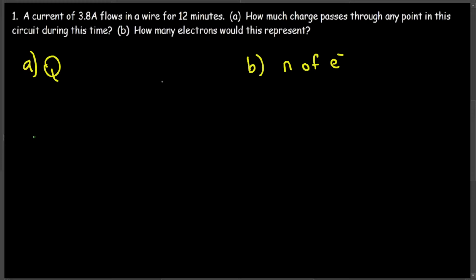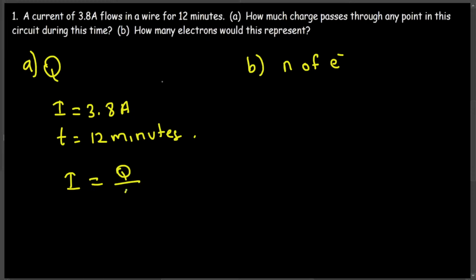So let's find out the charge first. The given information is current. The current is given, that is 3.8 ampere, and also we have the time, given in minutes, 12 minutes. And we know the equation that relates charge and time, that is I is equal to Q by T. Since we want to find the Q, we have to rearrange this equation, that is Q is equal to I times T.